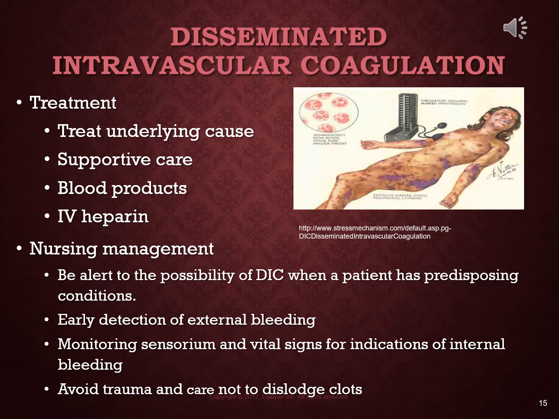Monitoring changes in vital signs and changes in level of consciousness. Those might be indications of internal bleeding. And then also avoiding any kind of trauma. That could be as little as moving somebody or turning somebody, and really taking care not to dislodge those clots once they have formed.